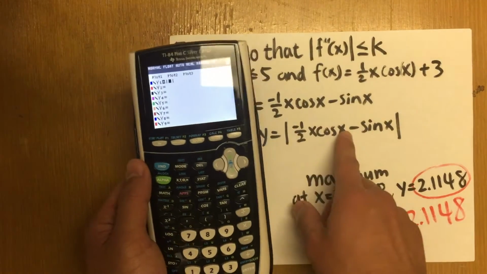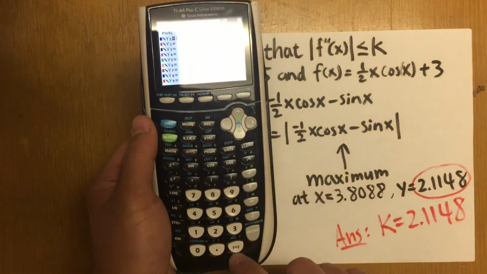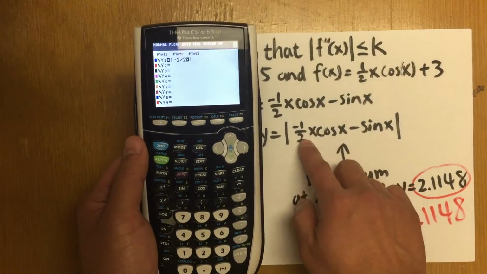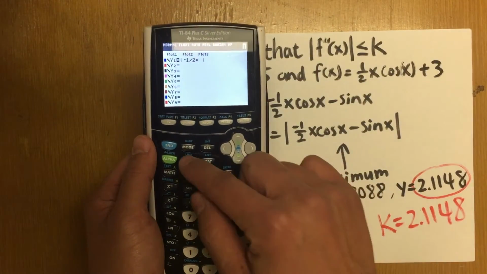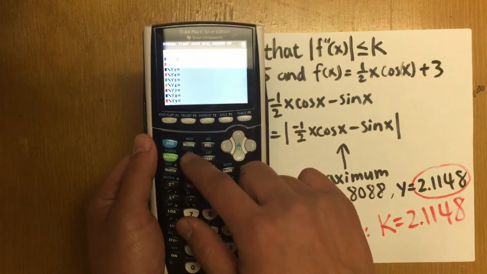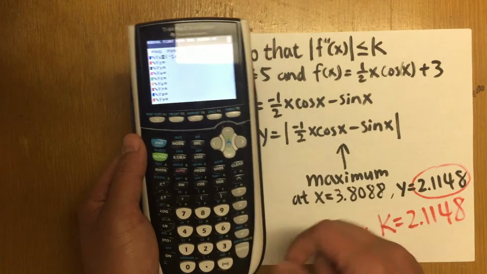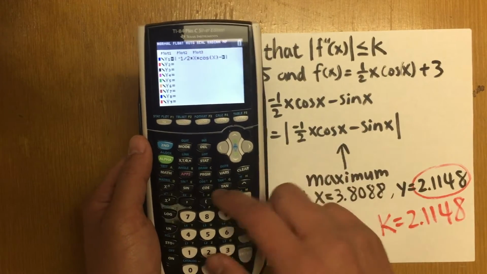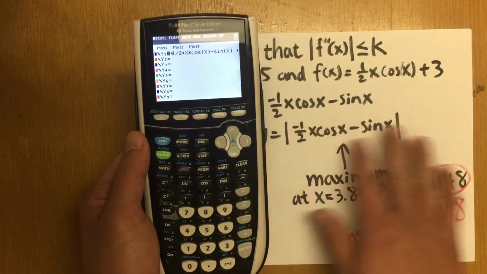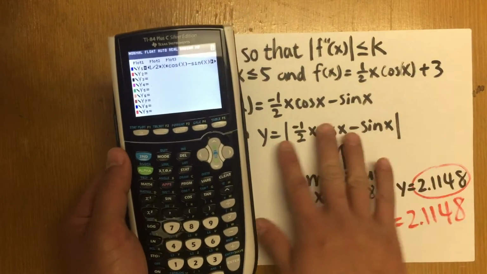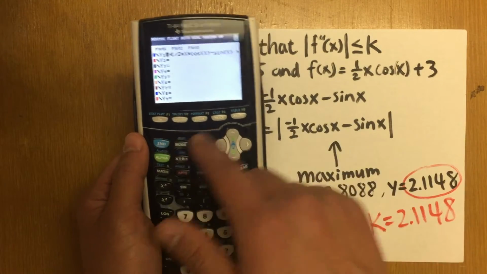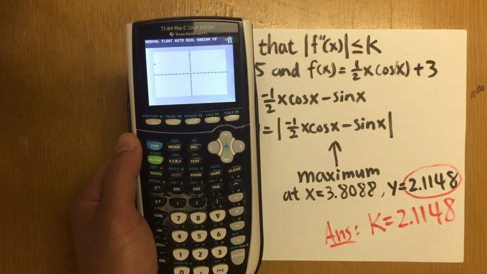And I'm just going to enter this right here on the calculator. Use this for negative 1/2, so that's negative 1/2 times x, and then times cosine. We have to enter the x inside of the cosine, like that. At the end, we have to minus sine x, like this. So that's the expression that we have for the second derivative, right? And then inside of the absolute value. And now I'm just going to go to graph to see what we get.